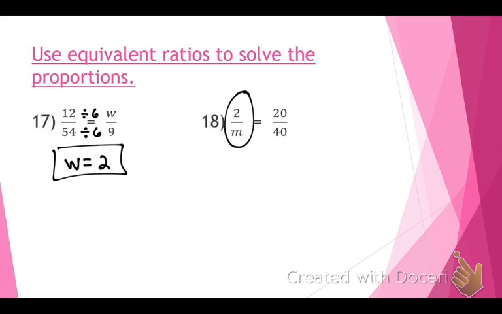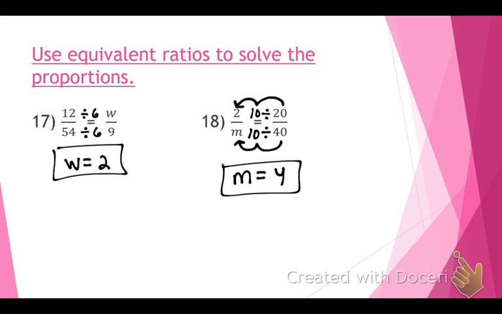Do I know both parts of my numerator and denominator on that one? No. How about on this one? Yes. So how do I get from a 20 to a 2? Divide by 10, okay? So we're working backwards, but if I'm going to divide by 10 on the top, I also have to do it on the bottom. So this just means 20 divided by 10 equals 2. 40 divided by 10 equals 4. So what is M? 4. M equals 4. Okay, how many of you got both of those correct?